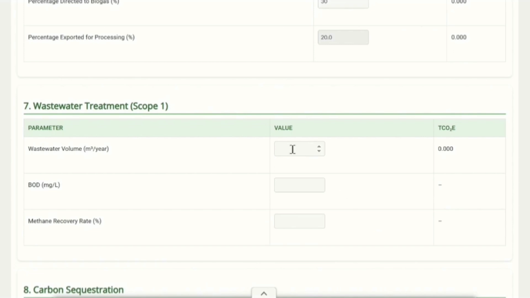Here I have entered 50 m³ per year, BOD 50 mg per L, and methane recovery rate 50%. The result is the methane emissions from your wastewater system shown in ton CO2 equivalent.